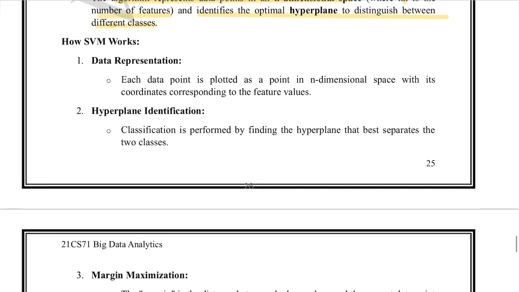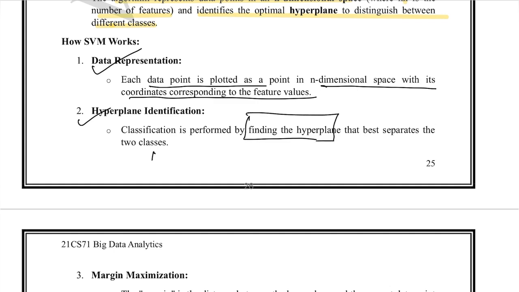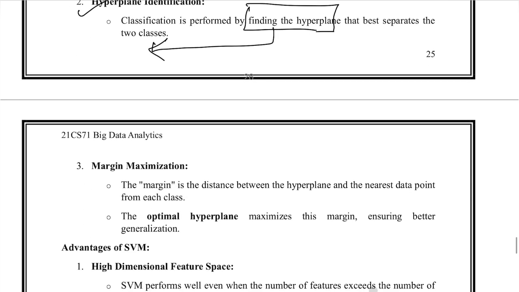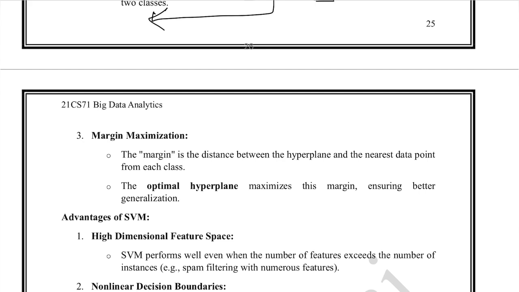So how does it work? First, you have data representation, where each data point is plotted onto a two-dimensional space with its coordinates. Next is hyperplane identification, where you find a hyperplane that will separate the two classes. Next is margin maximization. The margin is the distance between the hyperplane and the nearest data point from each class.